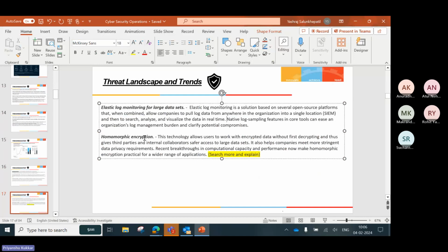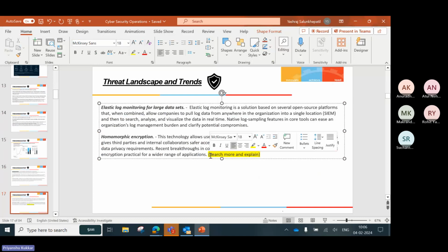Okay. Homomorphic encryption, right? This technology allows users to work with encrypted data without first decrypting it, and thus gives third party and internal collaborators safer access to large data sets. It also helps companies meet more stringent data privacy requirements. Recent breakthroughs in computational capacity and performance can make homomorphic encryption practical for a wider range of applications.